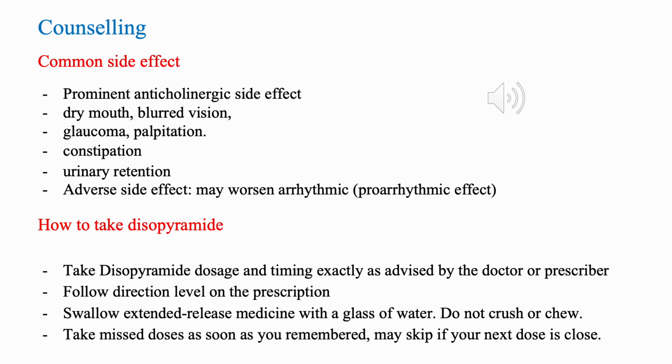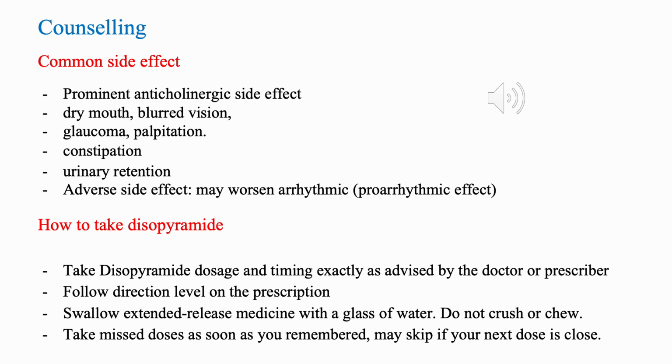Some of the common side effects of disopyramide are prominent anticholinergic side effects: dry mouth, blurred vision, glaucoma, palpitation, constipation, urinary retention. Adverse side effects may worsen arrhythmia.